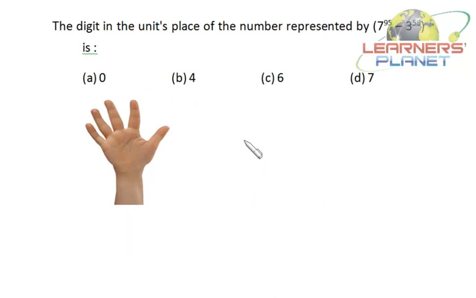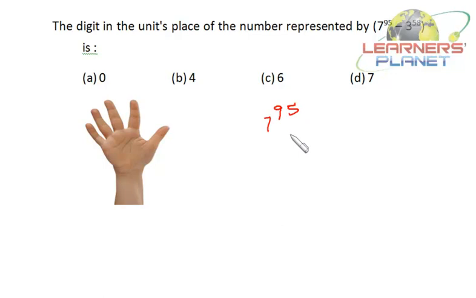Now the digit in the units place of the number represented by 7 raised to 95 minus 3 raised to 58. Okay, now let's begin to do this problem. We have been given 7 raised to 95. Let's calculate the unit digit of 7 raised to 95.